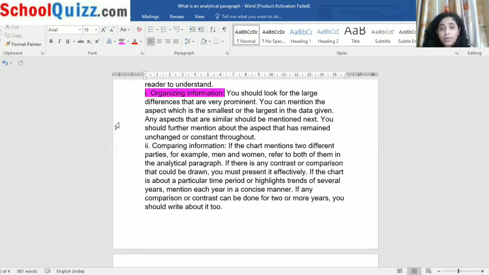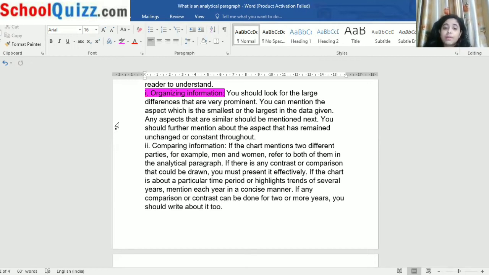Or you can go with smallest or largest. Suppose in the service sector, there is the largest graph, men and women both are working there, in the largest quantity. So you have to write that from highest to lowest, or from lowest to highest, whatever you prefer. Then after that, any aspects that are similar should be mentioned next. If we are writing about men and women, we have to mention what is similar to that aspect. Whatever aspect is given over there, we have to write over here.